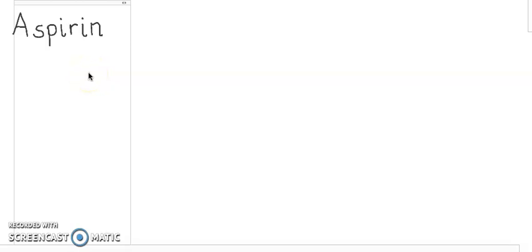So we are going to look at aspirin. And as you probably know, aspirin is used as a painkiller. Or actually, it has two main uses. It's for elevated pain, fever and swelling. Or it's also used to reduce the risk of heart attacks and strokes.